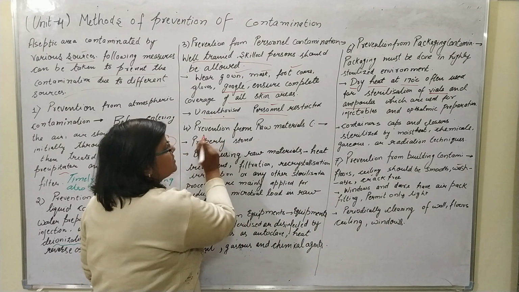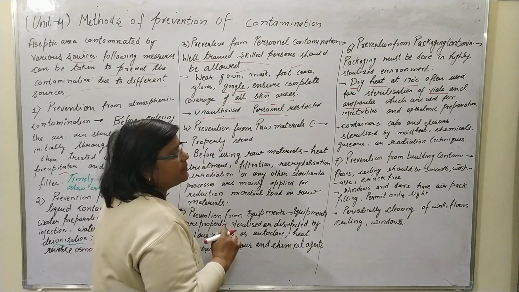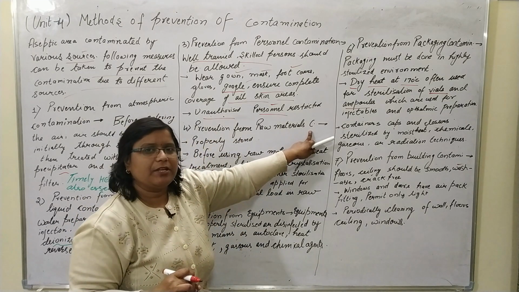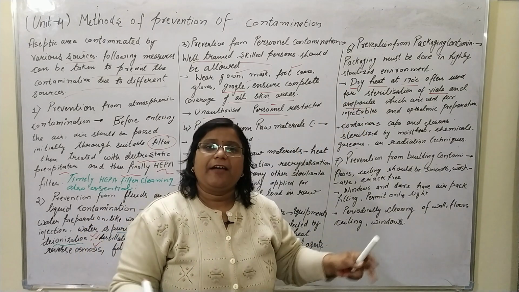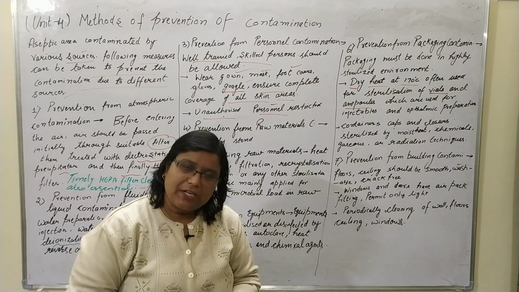Now the fourth is prevention from raw material. Here the C represents contamination. As we have noticed, the raw material is also producing contamination.